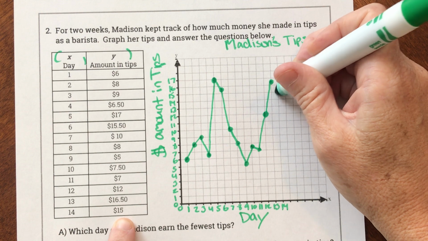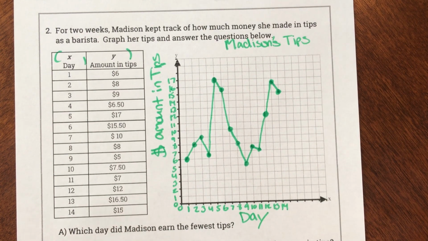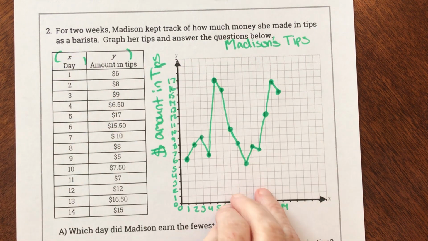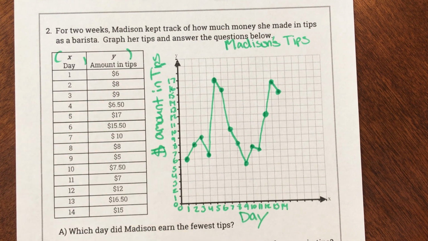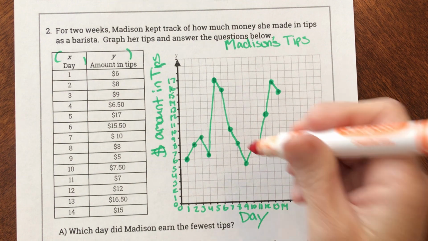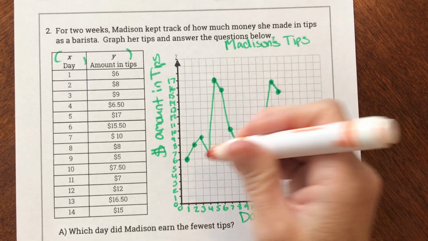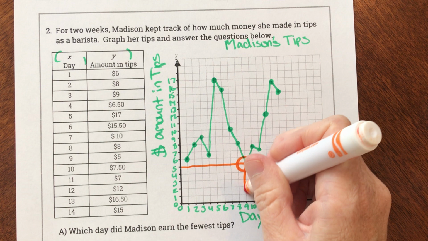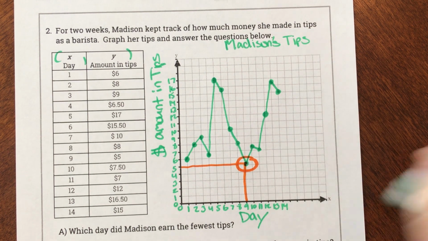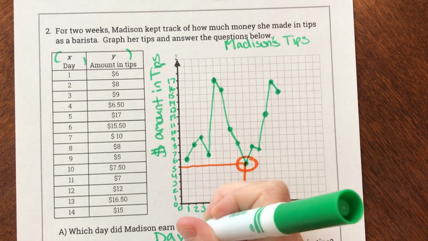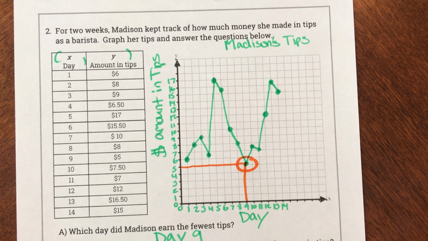Okay, so now that we have our line graph, we can answer our questions. Which day did Madison earn the fewest tips? Now we could have done that from just this alone. We could have looked here, but look how much more visual this is. When I go through here, I could miss it. But on here, it's really clear, and I'm going to get a different marker just to see. It's really clear the lowest one. That's her lowest one was $5, which if I look at it, it was day 9. Day 9 was her lowest amount of tips earned.